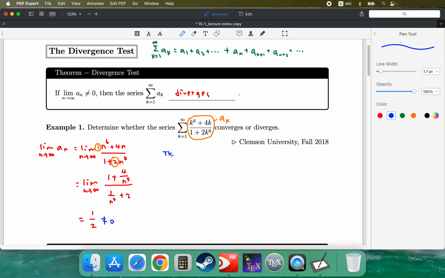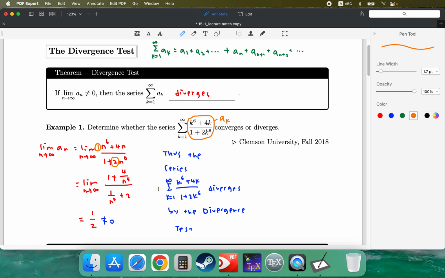So thus the series, summation k equals 1 to infinity. Say k starts from 1 to infinity. This series diverges by the divergence test. Okay, by the divergence test.